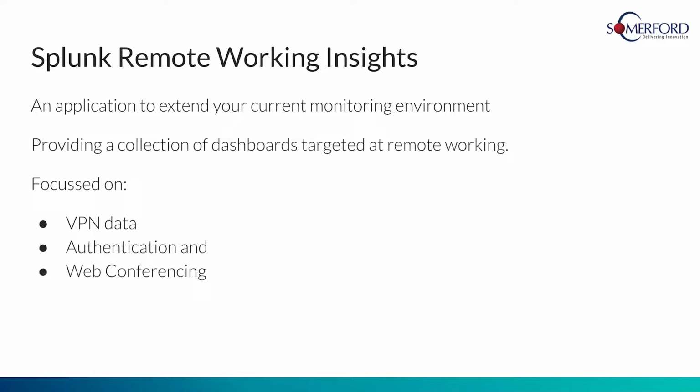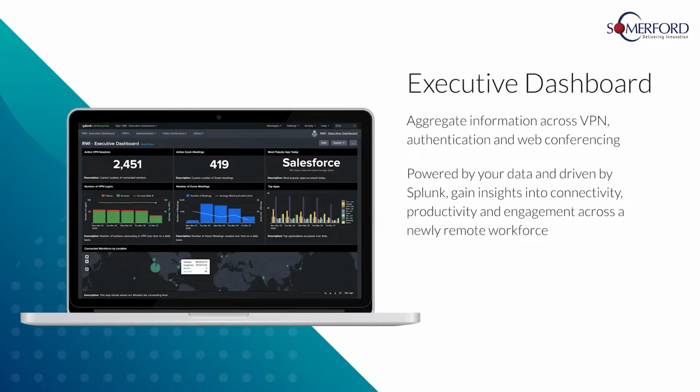It's focusing on 3 pillars, and it provides a collection of different dashboards that are all targeted around the remote working concepts. Those 3 pillars of data are the VPN data, the authentication data, and web conferencing data. Because of the collection of dashboards, you get an executive dashboard that gives you the high-level view of what's going on within your remote working workforce, talking around the 3 pillars again. And it's really about using the data that you've got in your business and driving it via Splunk to create some insights into what's going on from a connectivity point of view with your workforce, a productivity point of view, and an engagement as well. So making sure that users are actually using these technologies that you're providing to them.